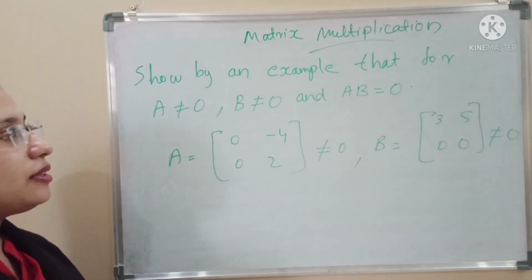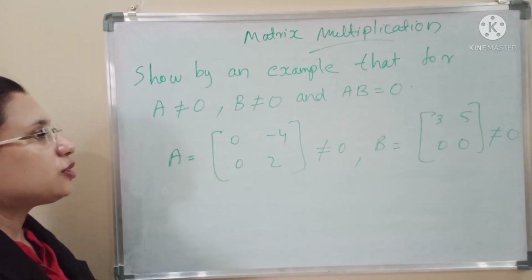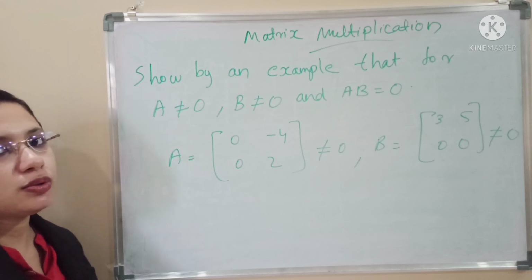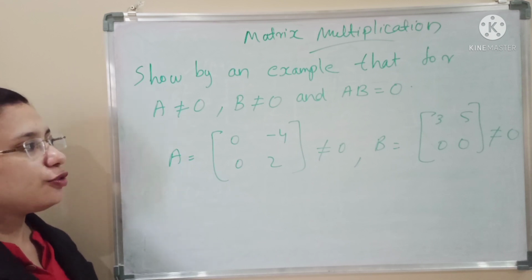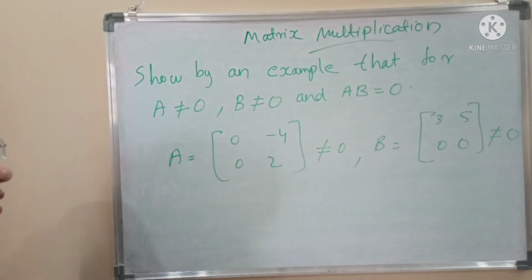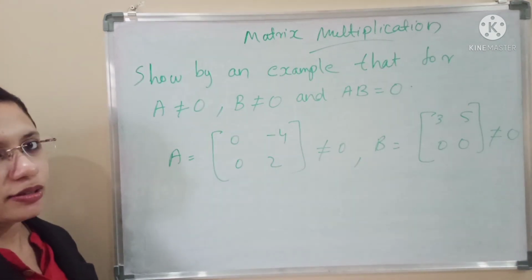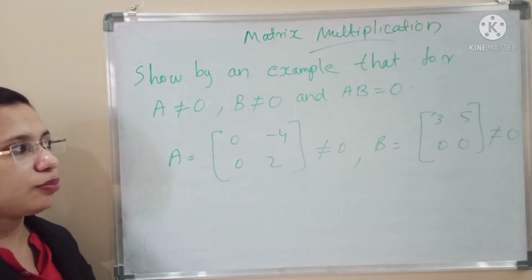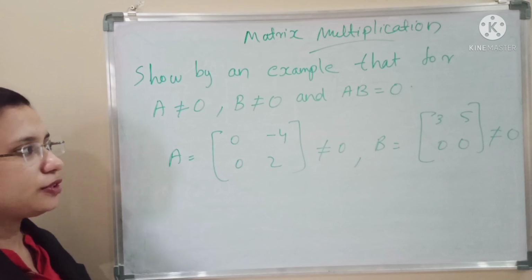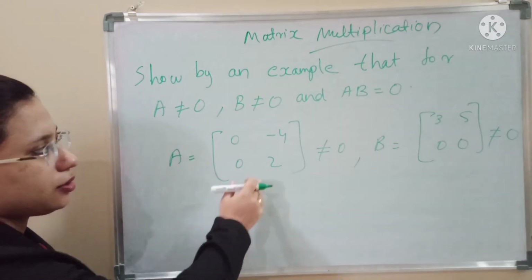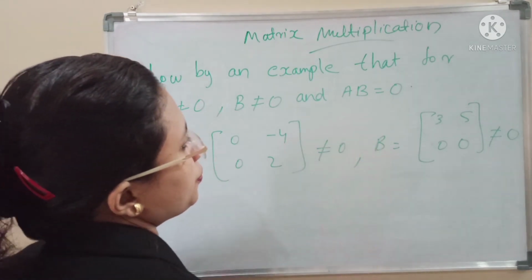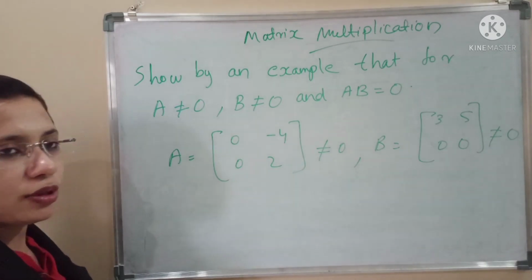Show by an example that for A not equal to 0, B not equal to 0 and AB equal to 0. Okay, so for matrix A we can consider any matrix. It's our choice. Take two matrices A, B such that both of them are not 0. So this is not a 0 matrix because it contains numbers -4 and 2. B also, it is not 0, right?